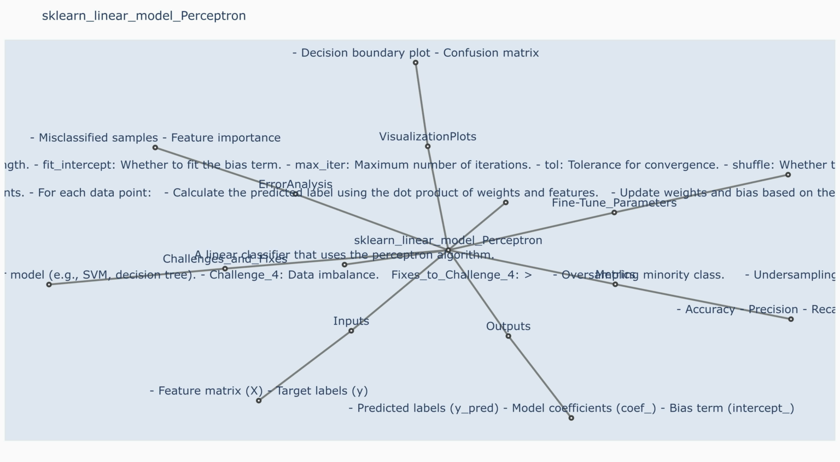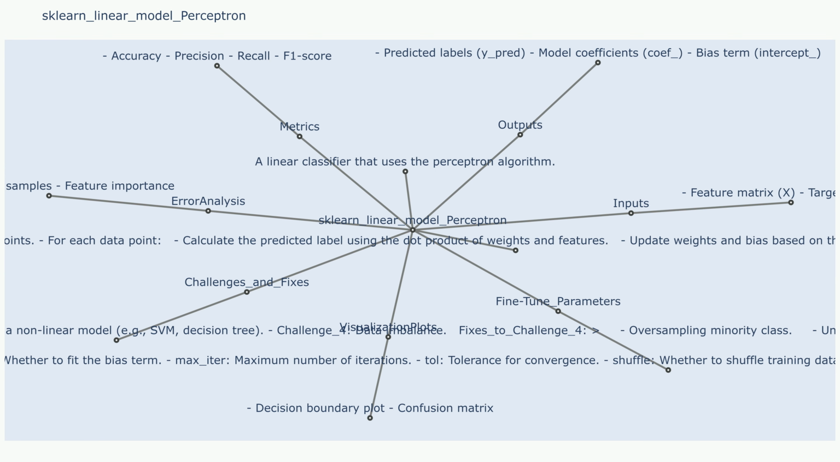sklearn, linear model, perceptron. Description. The perceptron is a linear model for binary classification. It learns a hyperplane that separates the data into two classes. It is a simple and efficient algorithm. But it is sensitive to the scaling of the features and can be prone to overfitting.